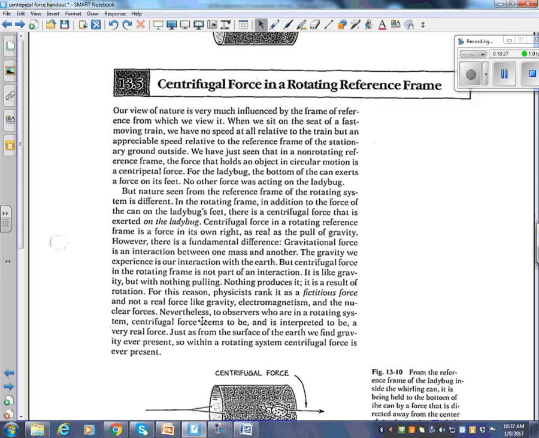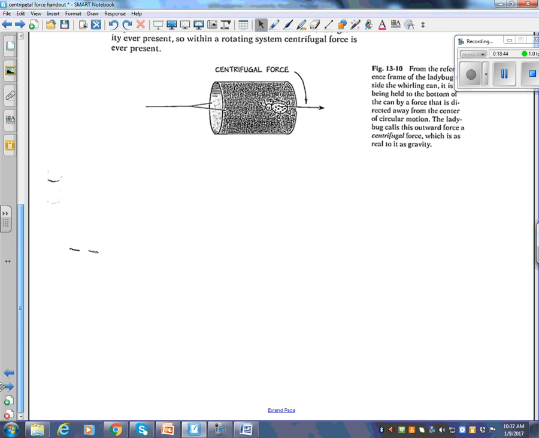Nevertheless, to observers who are in a rotating system, centrifugal force seems to be, and is interpreted to be, a very real force. Just as from the surface of the Earth we find gravity ever present, so within a rotating system, centrifugal force is ever present. And so the idea is that in the future, hopefully, when we're building those arks or whatever they are, they will use this rotating thing to create a sort of simulated gravity. But for now, they just have to float around with it.